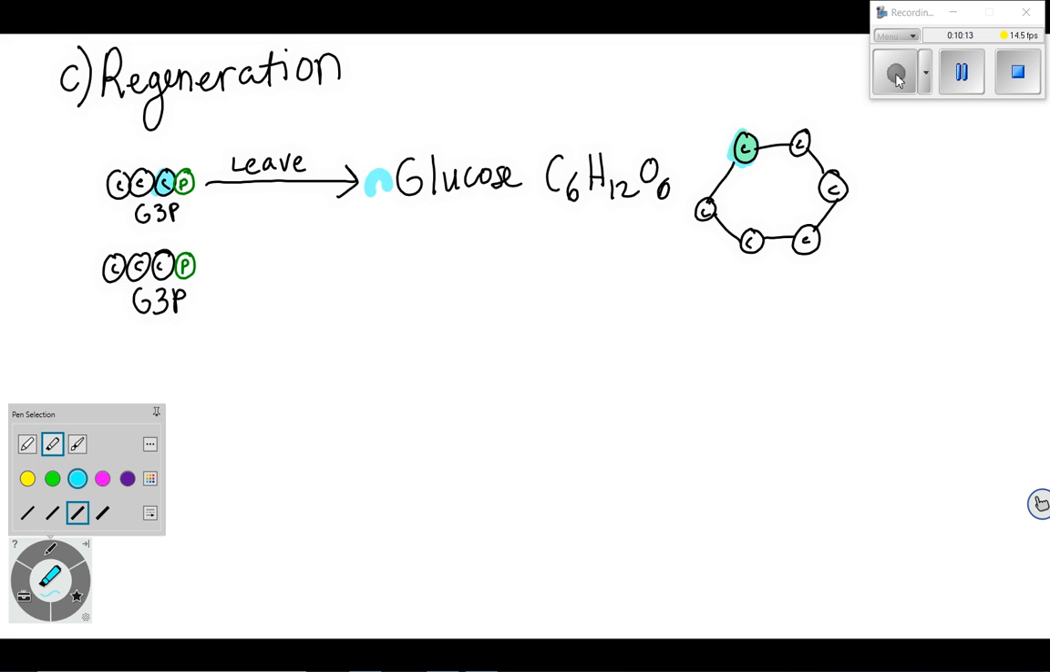And then you might be wondering, why? What are the other ones doing? They need to get recycled. If it's a cycle, that means it has to be able to happen over and over again. So the other G3Ps are going to be recycled back into that RuBP so that the cycle is able to continue.